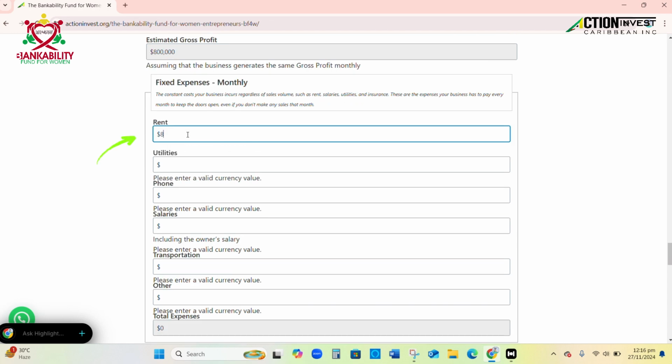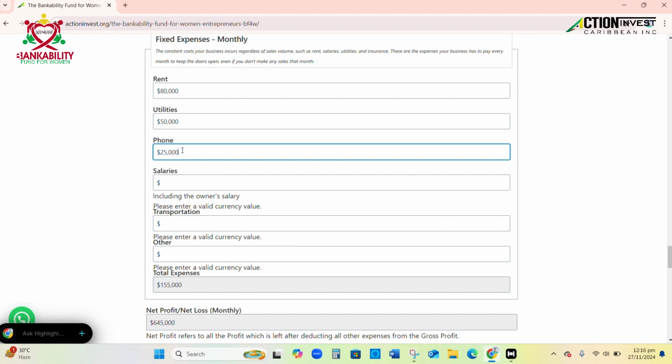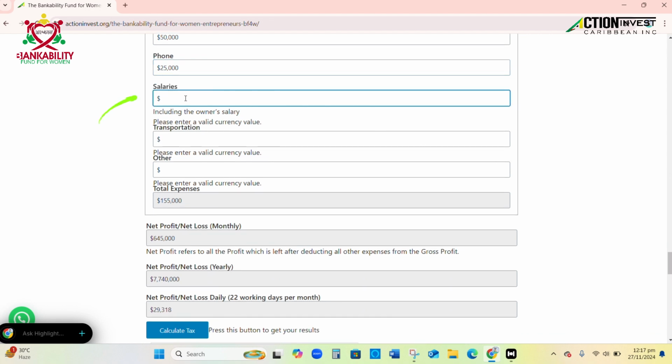Rent. Let's say your rent is $80,000. Utilities. Light bill, water bills, those pesky but necessary expenses. In this case, it's $50,000. Telephone costs. For your business phone or internet, that's $25,000. Employee salaries. This includes wages for employees and even yourself, the sole proprietor.